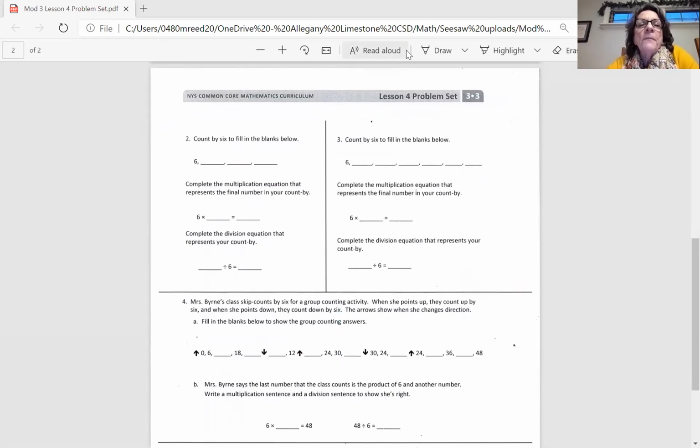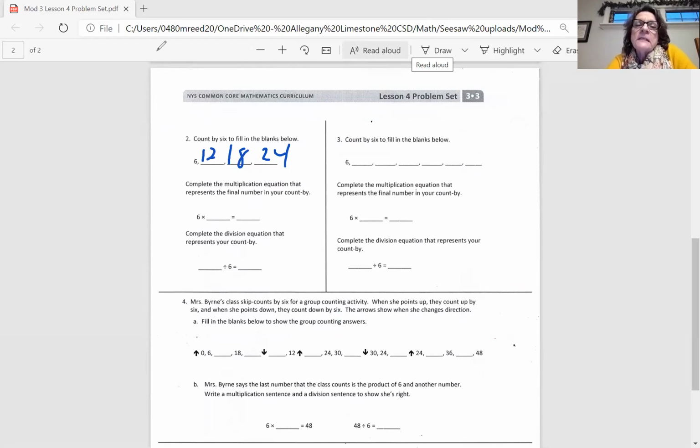So number 2 says count by 6 to fill in the blanks below. So again, we'll use our skip counting songs and we'll fill that in. So 6, 12, 18, 24. Okay, and there we go. So we have counted 4 6s, didn't we?